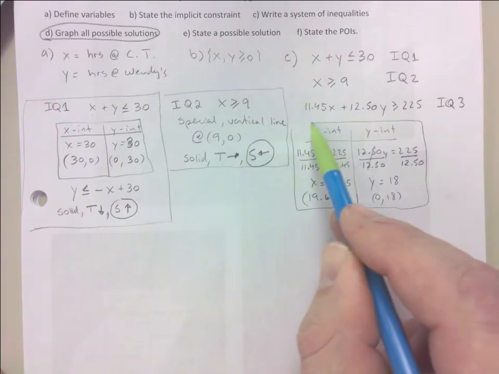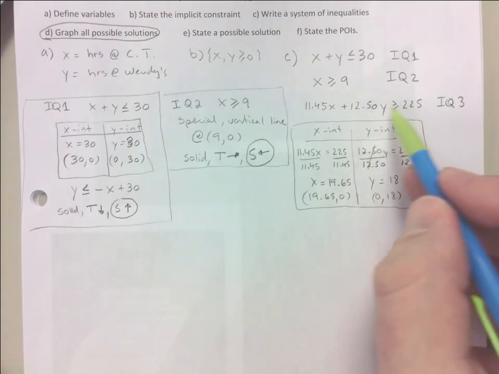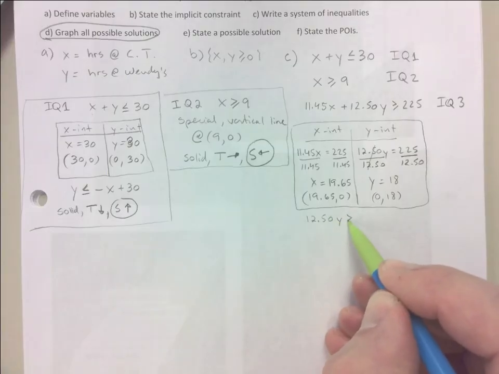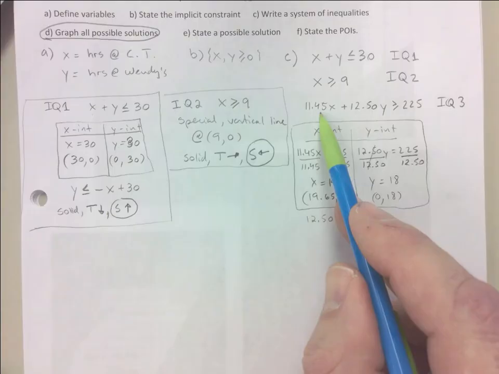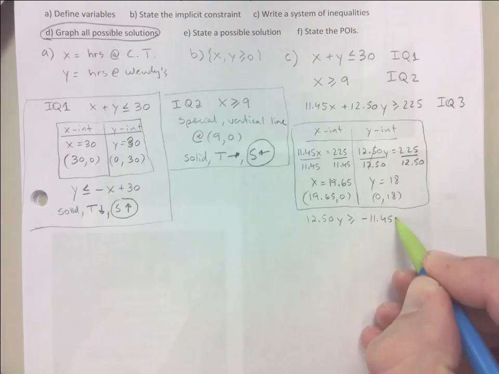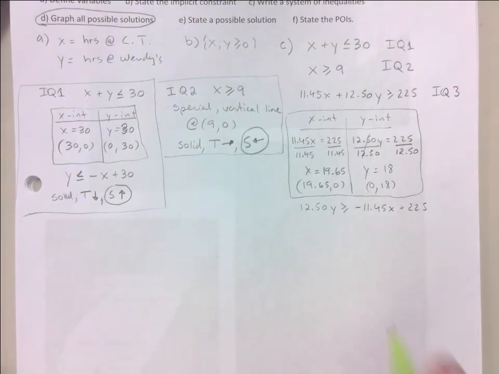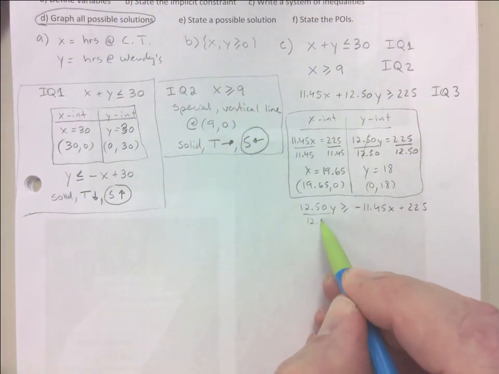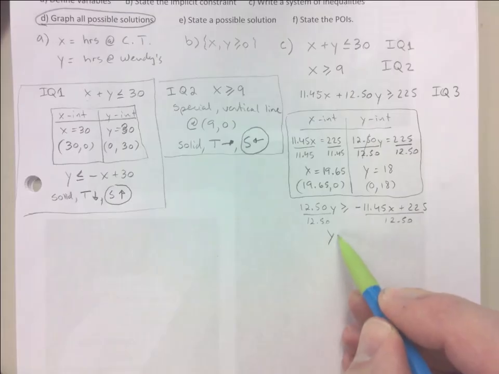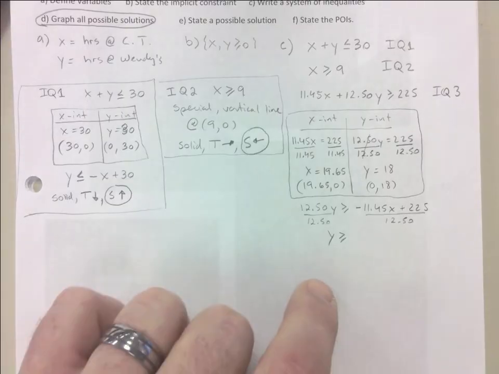Clean it up. It's a bit messier. Let's rewrite this. So you go 1250y greater than or equal to, bring the 1145x over to that side, negative 1145x plus 225, divided by 1250. And here it gets a little messy, okay? So let's see.